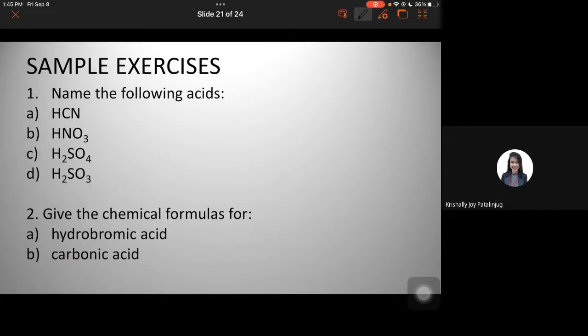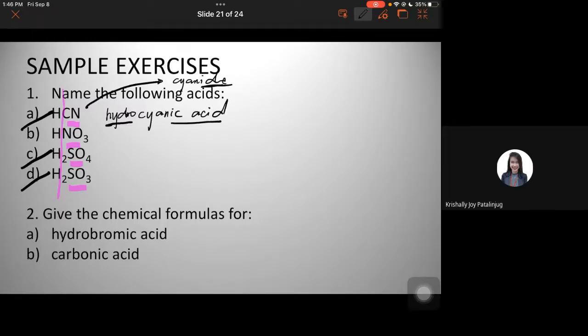Okay, we're done answering letter A, C, D. Based on the slides I have presented, this is hydrocyanic acid, because these parts underlined for letter A end with IDE, that is cyanide. So it ends with IDE, so its name should end with ic acid and must have the prefix hydro. We're also done with letter C and D.